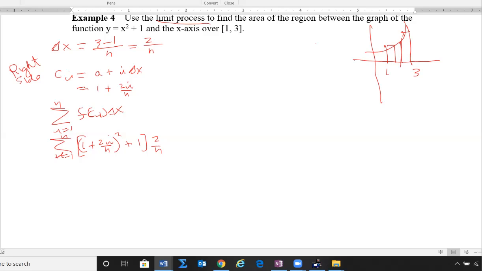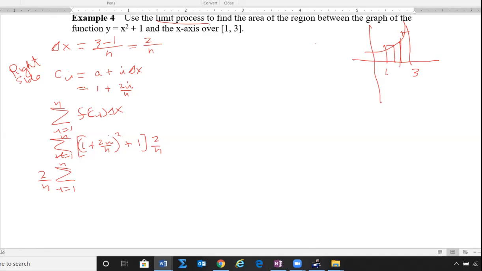So we're going to do a little bit of work with this thing here before we can find this sum. Looks like I'll pull out that 2 over n because I don't need that in there. This will be 1 plus 4i over n plus 4i squared over n squared plus 1. So it's 2 over n, summation i equals 1 to n, and then we have a 2, and there's not much else we can do with these: 4i over n and 4i squared over n squared.